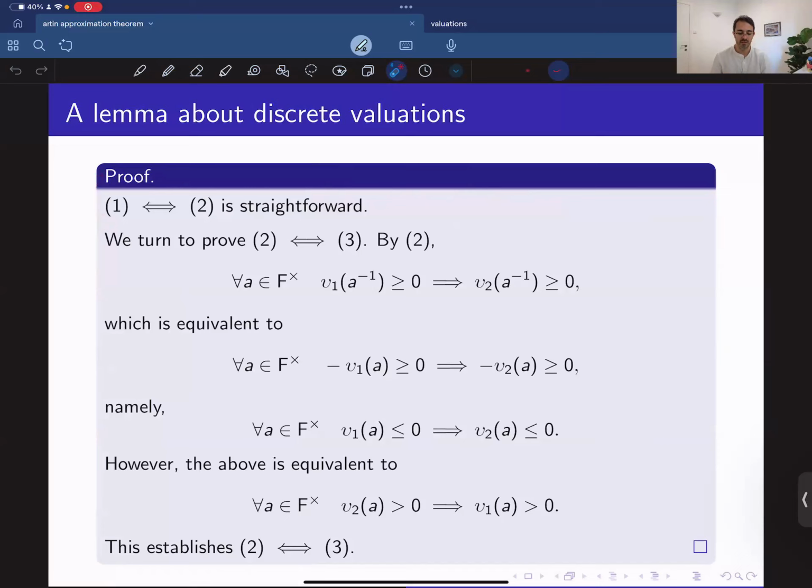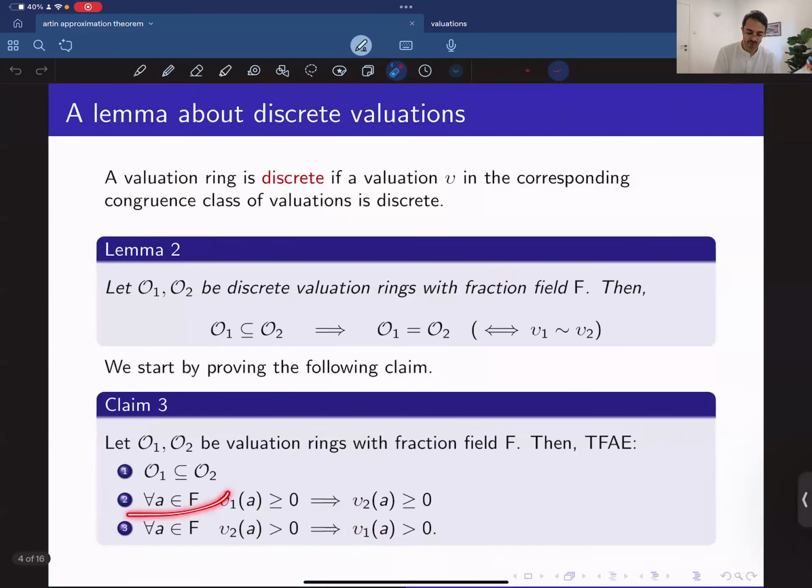Okay, so that's what I said. 1 and 2 are equivalent in a straightforward manner. What about 2 and 3? So what does 2 mean? The way it's written, for every A in F, V1 of A is larger or equal than 0 implies V2 of A is larger or equal than 0. First of all, don't consider the element A equals 0 because for A equals 0 the valuations are infinity and everything holds vacuously. So if I take property 2 and consider every element A in F star, I can also consider the inverses of those elements, which is the same set.